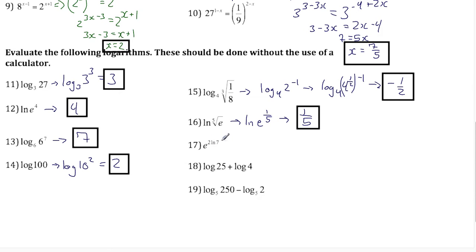If I have 2 natural log of 7 just by itself, remember, just like I made the powers of the log here become the coefficients, I can make this coefficient become a power. So what this becomes is e to the natural log of 7 squared. E and natural log reduce to 1, so we're left with 7 squared, which is 49.